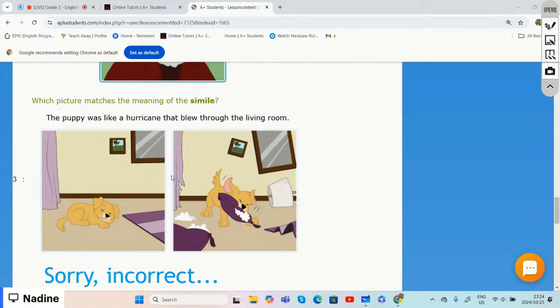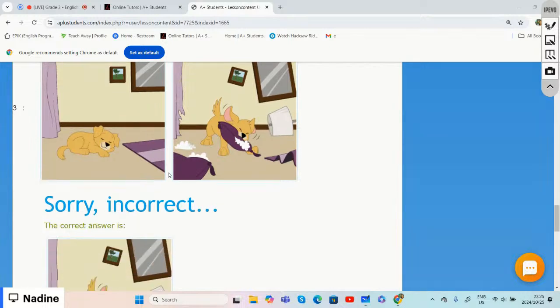All right. If we look at it, it says the puppy was like a hurricane that blew through a living room. If you think of a hurricane, the hurricane comes as a storm that messes things up. So that is basically what the puppy did in the living room. Everything was all over the show. It was a mess.